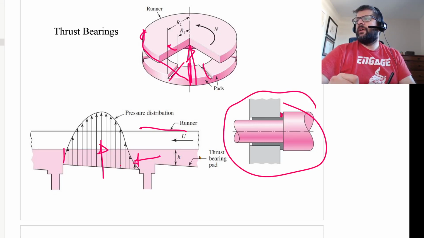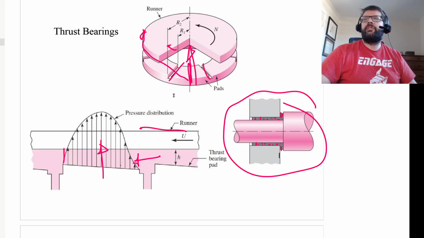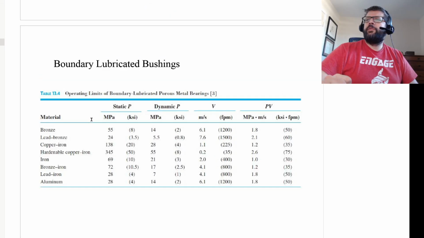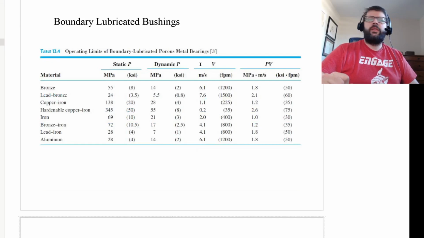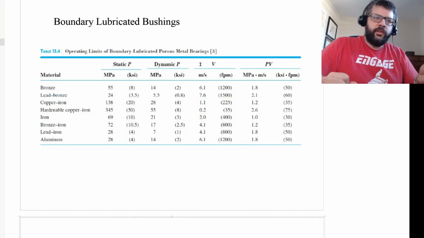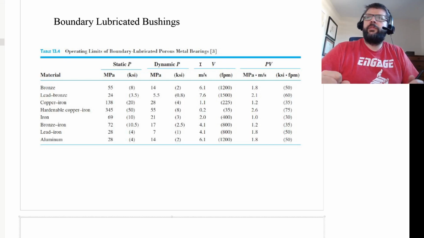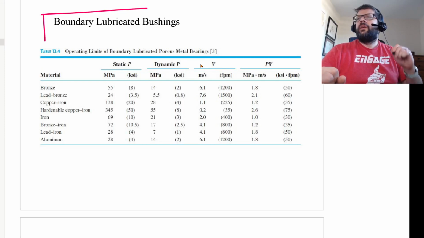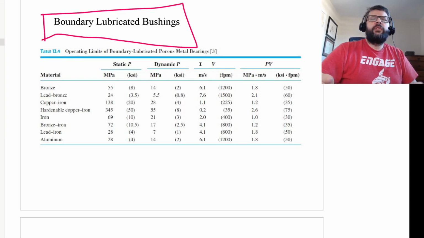A solid bearing can be used as well. So those types of bushings, there are certain types where we can use what we call boundary lubricated bushings. Those are relatively common.